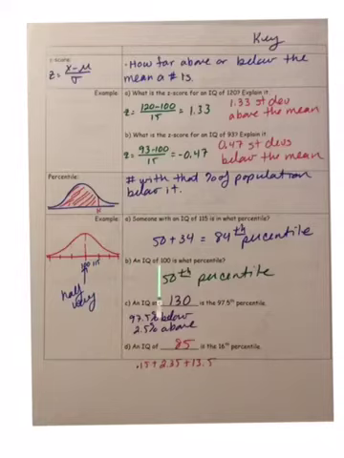Okay, so an IQ of 100 is what percentile? Well, that's right in the middle. That's half below and half above, so that is the 50th percentile.